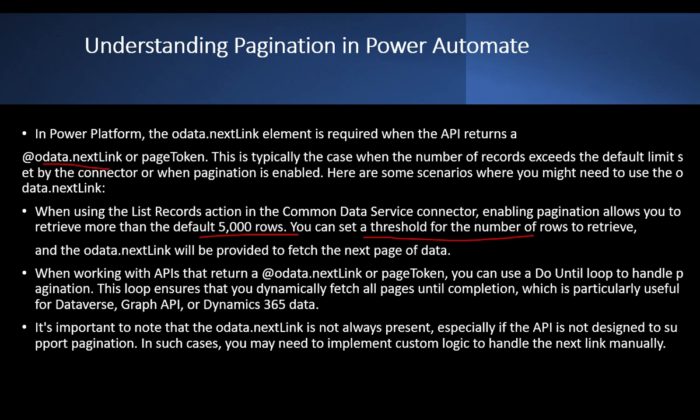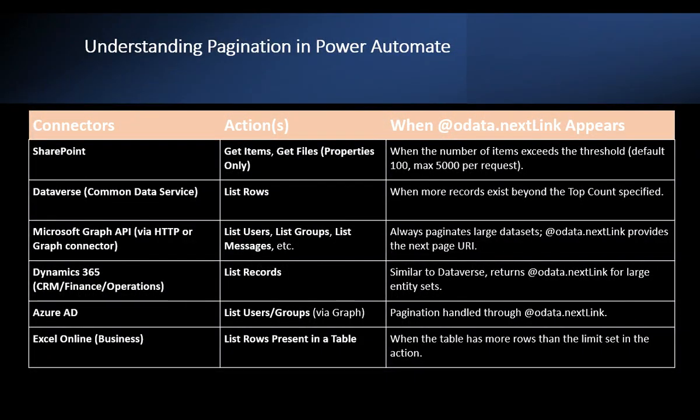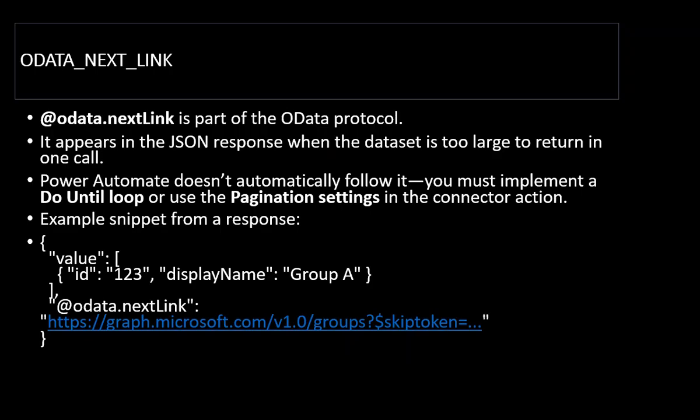Sometimes the OData next link is not always present, so you have to think of some way to find some indicator which will help you implement the pagination logic. This is the continuation of the connectors and OData, along with the action name, meaning which action will return the rows: list rows in Dataverse, list records, get items, get files in SharePoint. OData next link is part of the OData protocol. It's like a REST API protocol. So in the API response, you will get it like this.